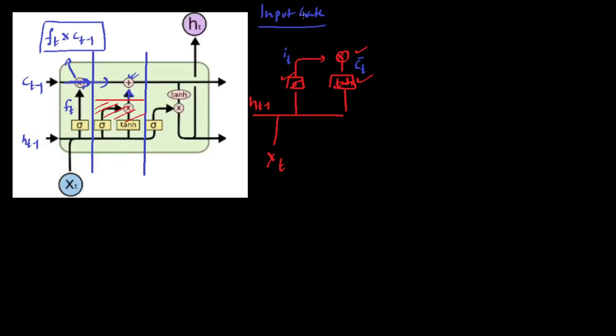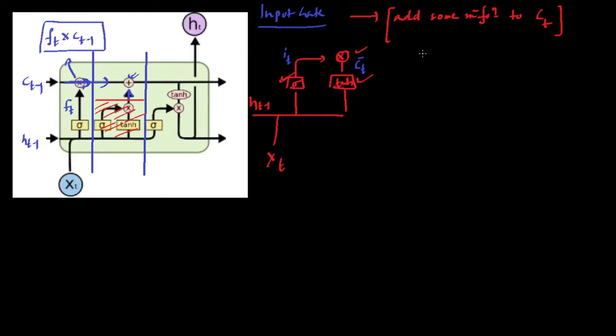Just focus on the red highlighted part. In the red highlighted part, we have a sigmoid, we have a tanh, and there is a cross operation, a pointwise operation. Now, what is the role of this particular layer? The role of this layer is to add some information to the cell state. That's the whole motive of the input gate. What is cell state? Cell state is your long-term memory state, right? HT is your short-term memory state.